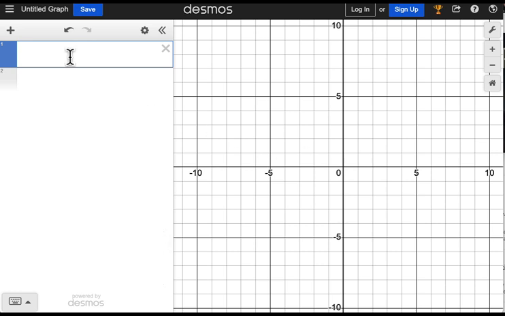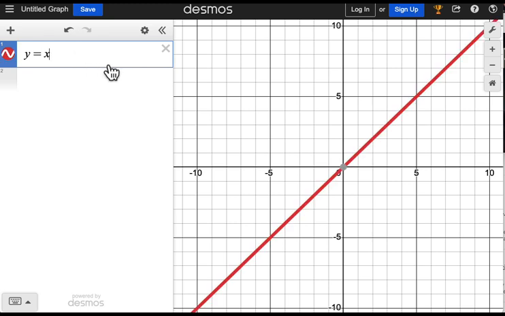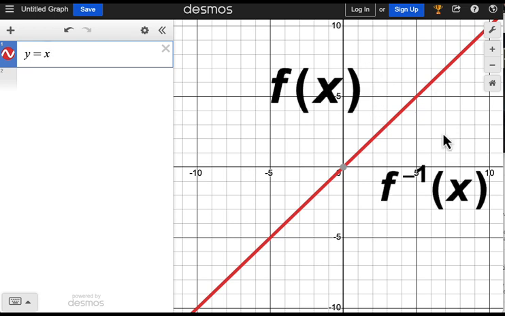Start by creating a Desmos window. You may want to log in. Graph y equals x, which is a line that crosses the origin and has a slope of 1. The reason for this graph is that functions and their inverses are mirror images across the line y equals x.